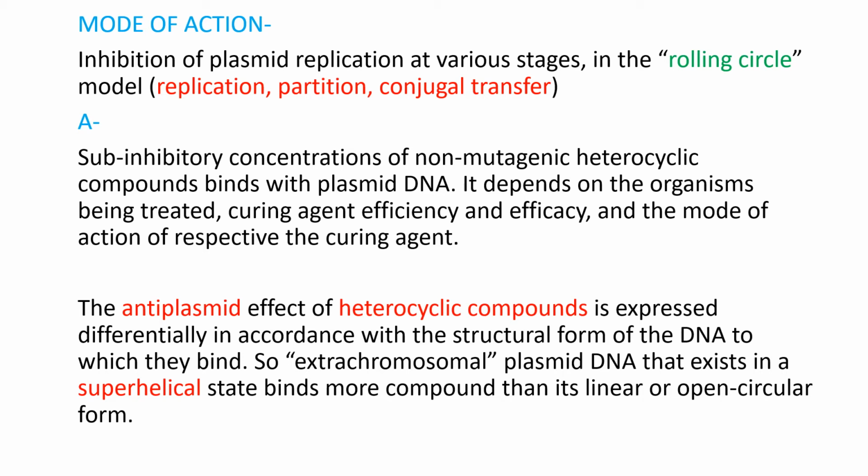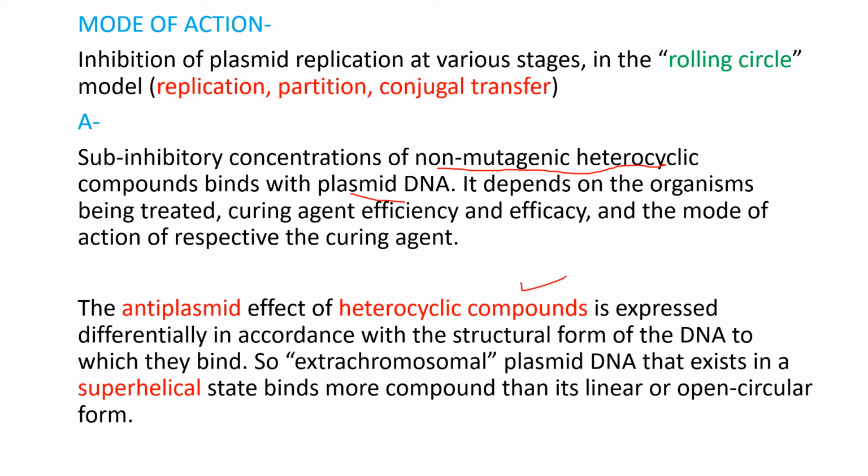Sub-inhibitory concentrations of non-mutagenic heterocyclic compounds, which are curing agents, bind with plasmid DNA. Curing agent efficiency and efficacy are different, and every curing agent works differently. So to get the optimum concentration of a curing agent, different concentrations of chemicals are used on the bacterium that is isolated from the ecosystem.